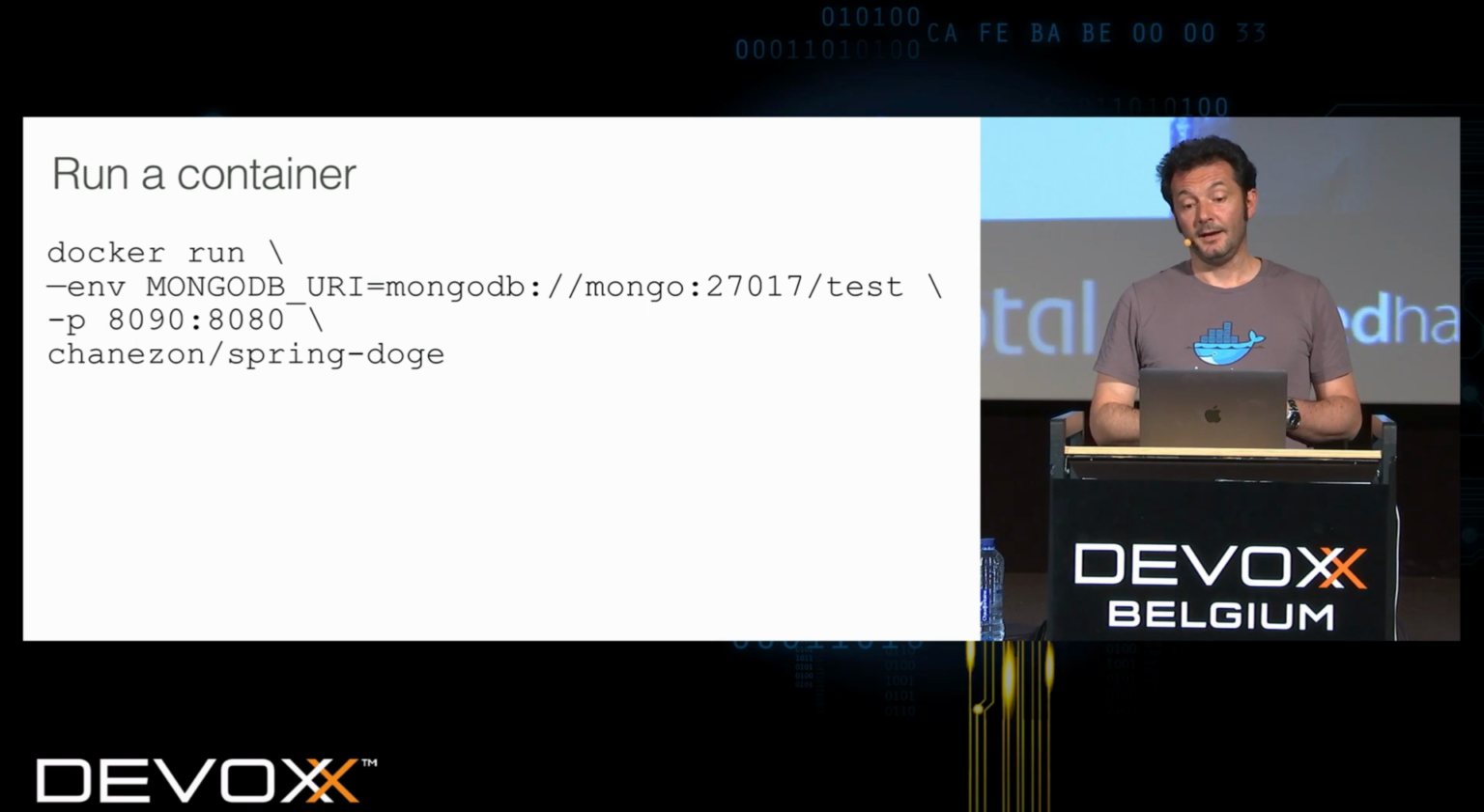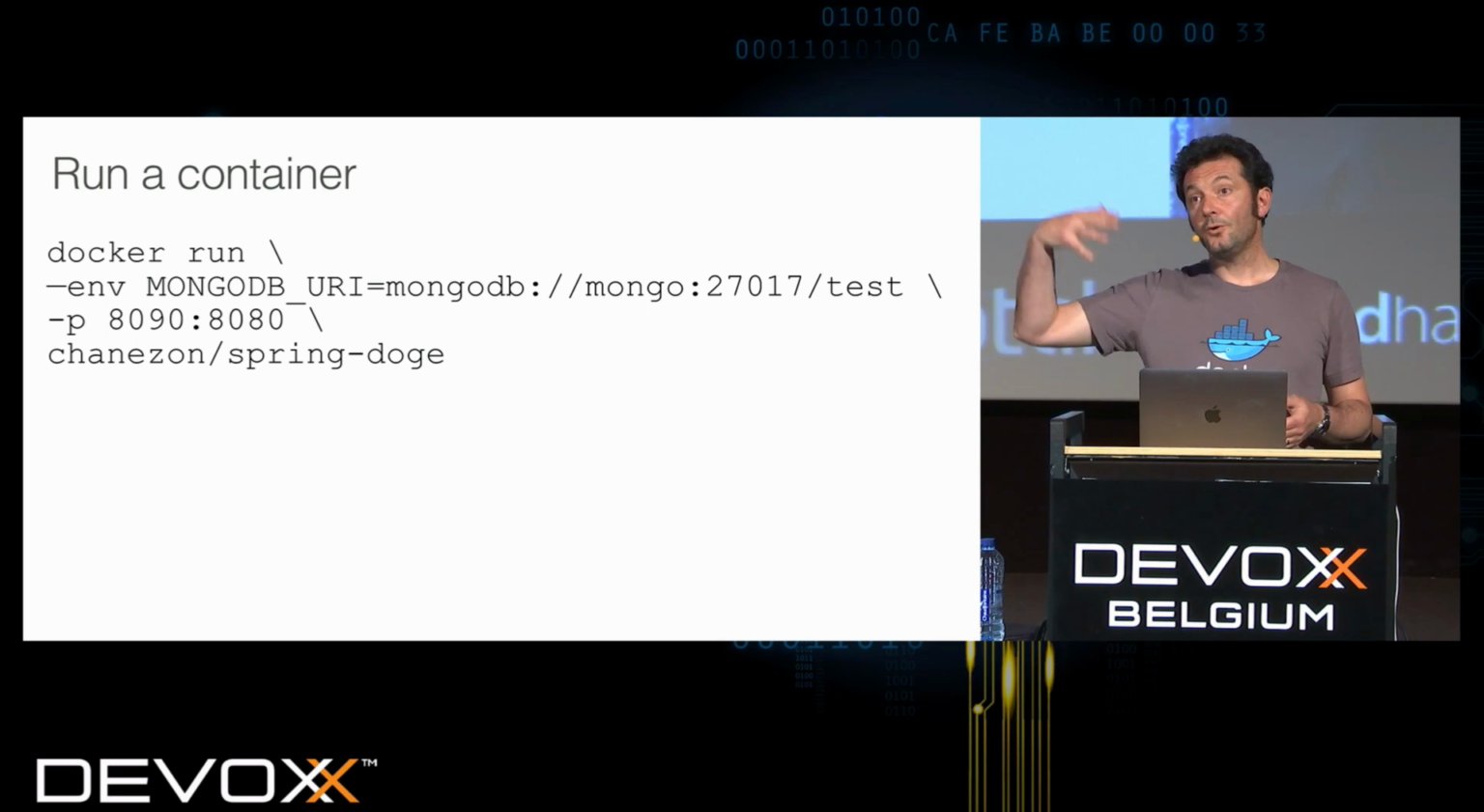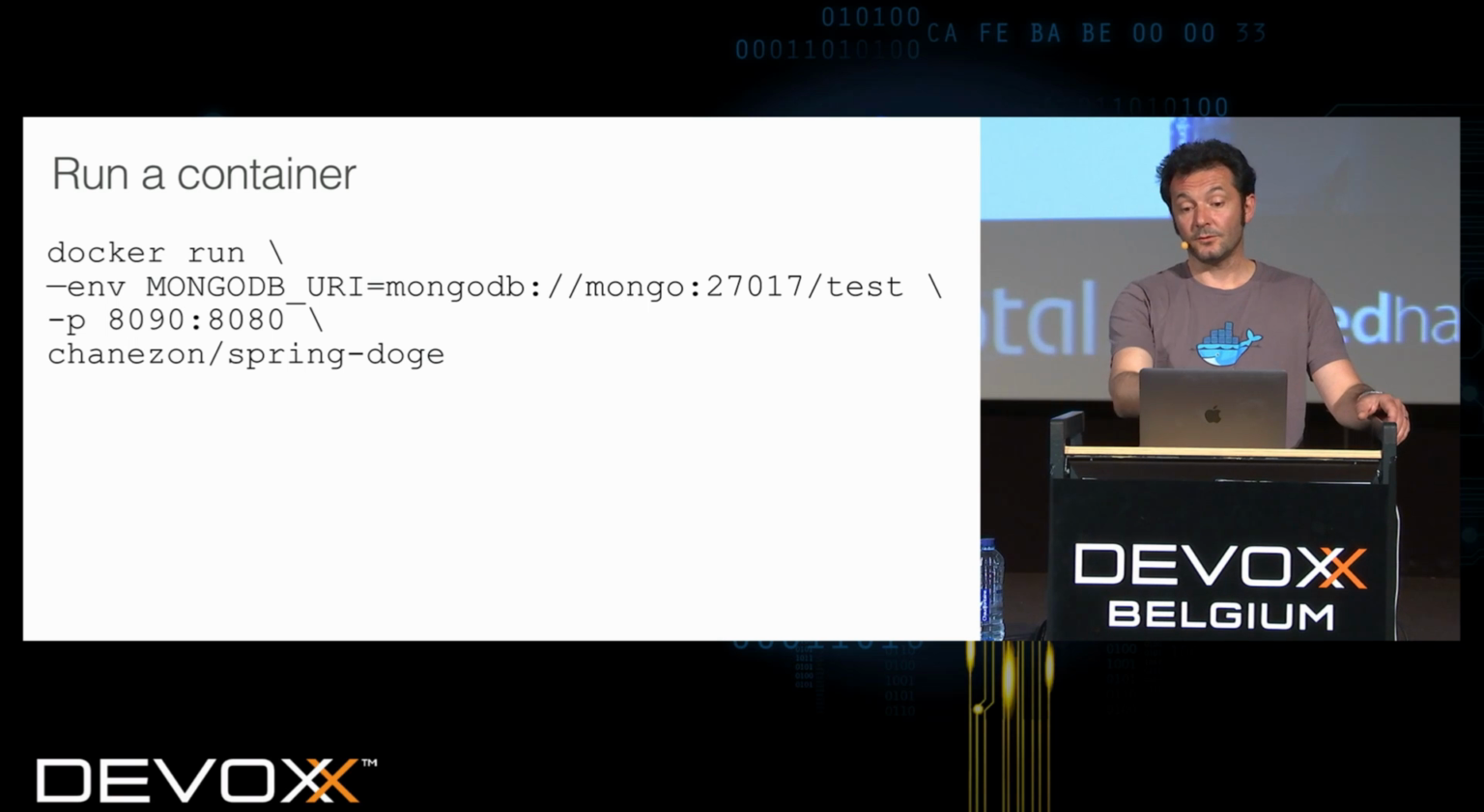And here, I suppose that the host where I have run MongoDB is called Mongo. So I pass that MongoDB URI. I map 8090 to 8080. And that's it. That should just run my service.